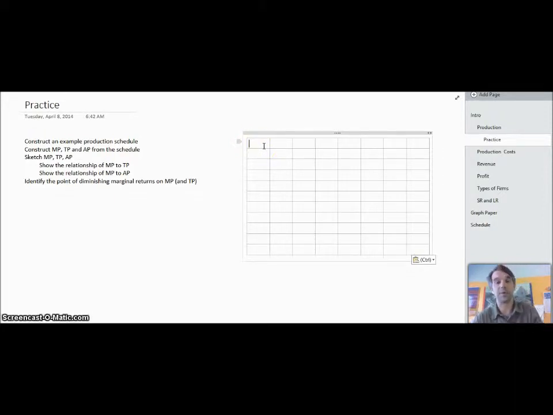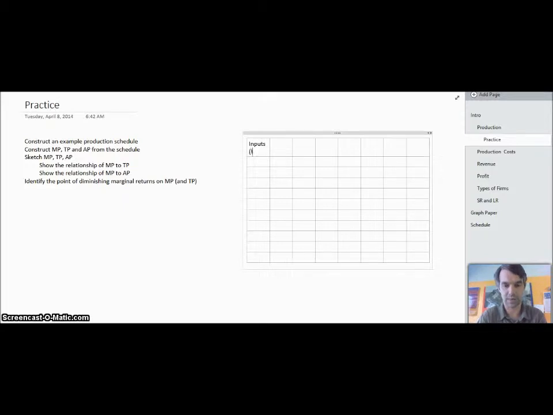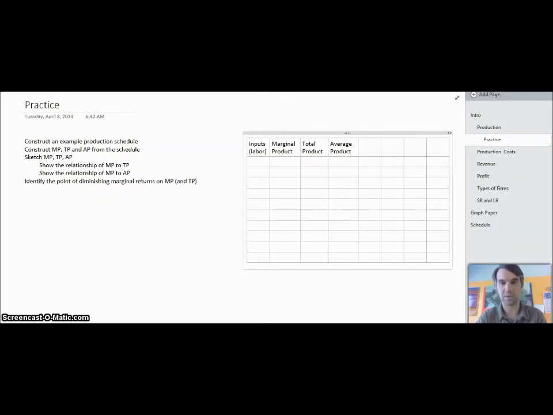Remember, when we look at production, we're looking at inputs, and in this case my input is going to be labor. And then we're looking at outputs, which really in this case is going to be product. So we're going to look at marginal product, total product, and average product. The rest of the columns over to the right won't be used, but they're there for you just in case you feel like you want them.